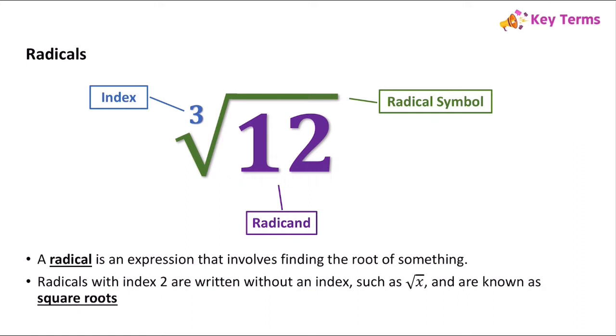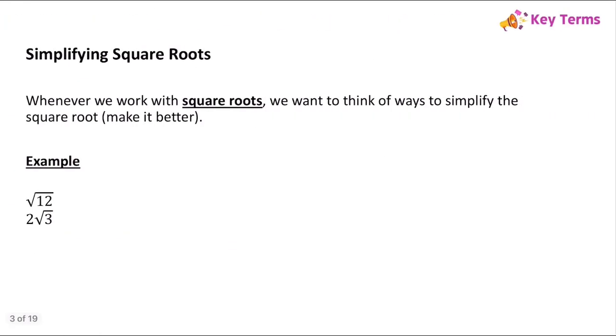A radical with an index of 2 is written without the index. So if you don't see a number right here, that means it's an index of 2. And these types of radicals are known as square roots. Whenever we're working with square roots, we want to think about how to simplify them. And sometimes I'll refer to this as making the square root better.